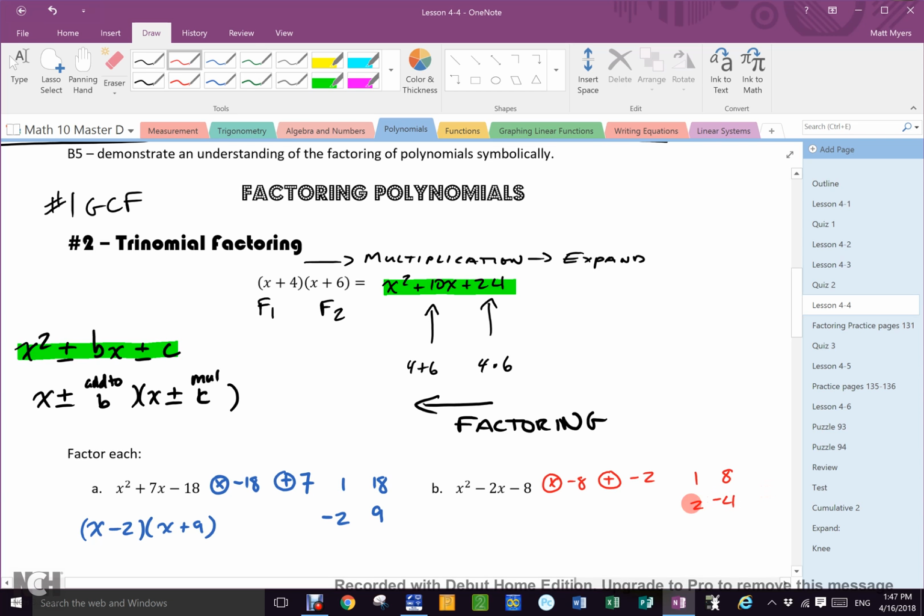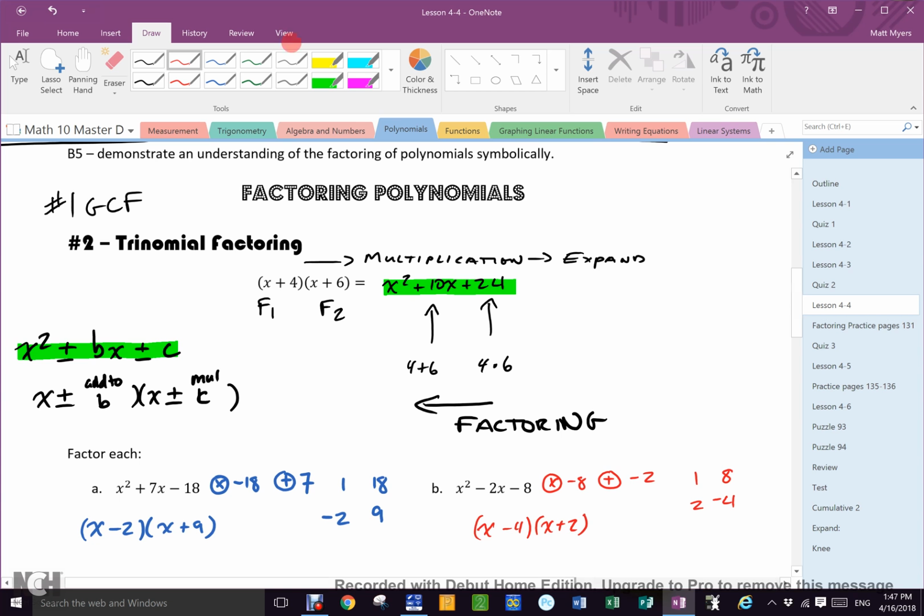Negative 4 plus 2, correct? So it must be x minus 4, x plus 2. And we check. Is negative 4 plus 2 negative 2? Uh-huh. Is negative 4 times 2 negative 8? Uh-huh. Are we right? Uh-huh. One sec, because I may answer your question right now.